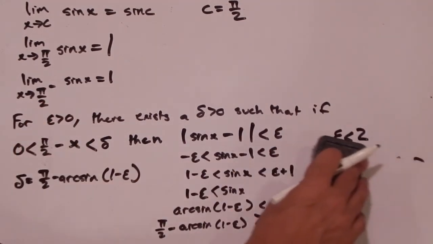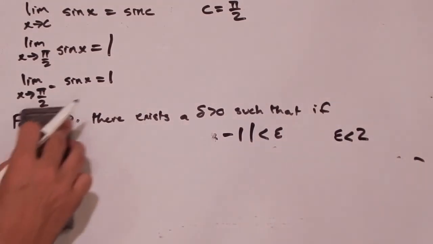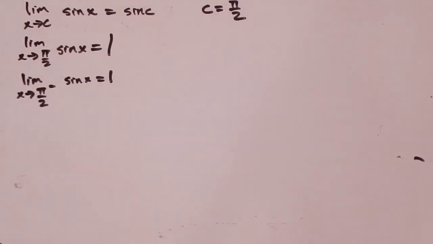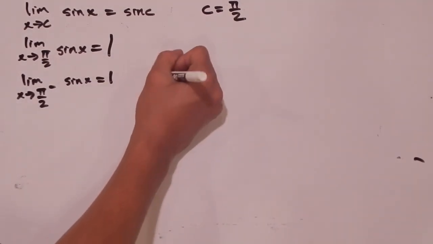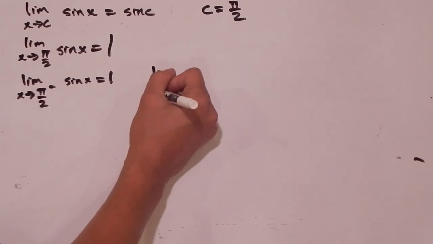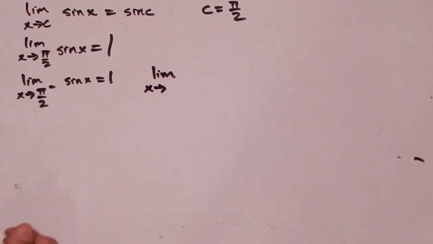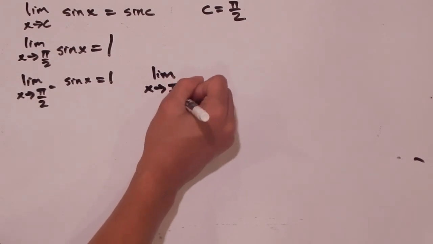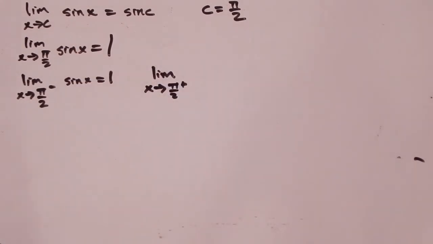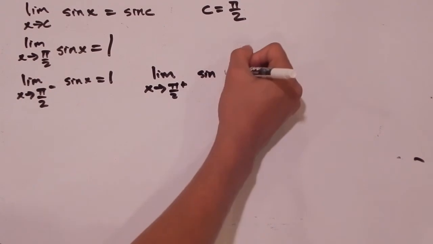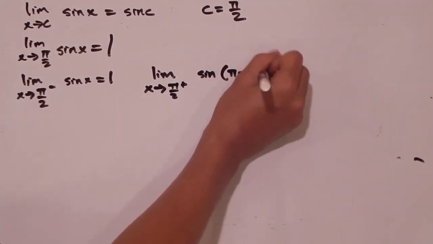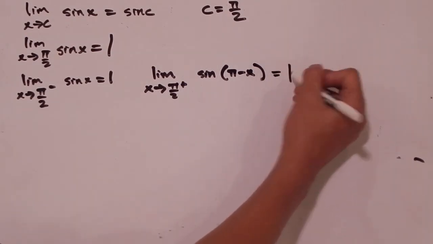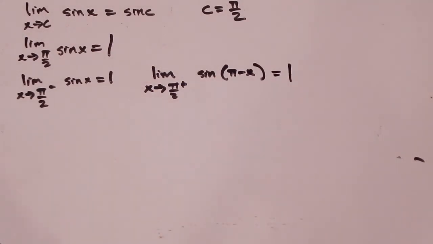So now we've shown that the limit as x goes to pi over 2 from the left of sine of x is equal to 1. Let's show that the same is true for the right. But we're going to do this in kind of a tricky way. And this is why we have to do these one-sided limits, because of that arcsine function and the way it behaves. We're going to look at the limit as x approaches pi over 2 from the right of sine of pi minus x, not just sine of x. So we're going to say this equals 1. And let's try and prove it.